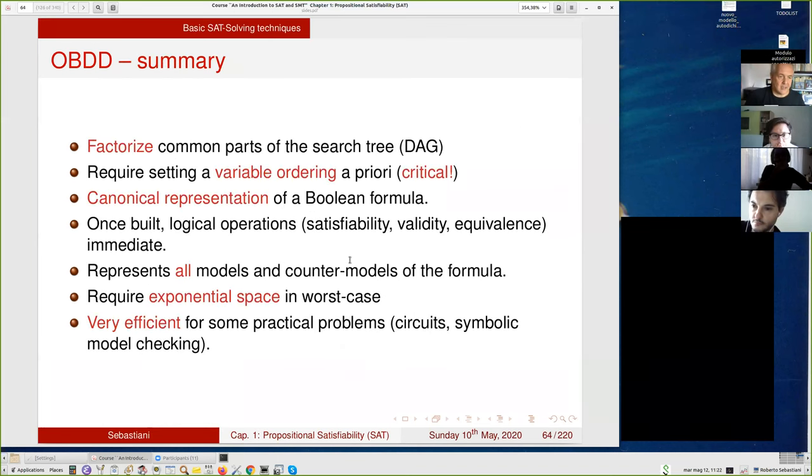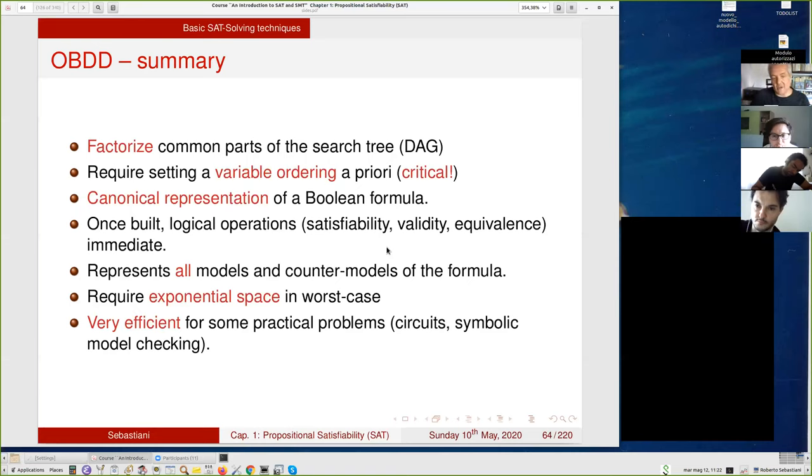Okay, guys, so just to recall, OBDDs are good because they factorize common parts of the search tree. So they are DAGs. They require setting a variable order a priori, which is critical. And what's very important is that they are a canonical representation of Boolean formulas. So equivalent formulas are represented by the same OBDD modulo the same ordering.